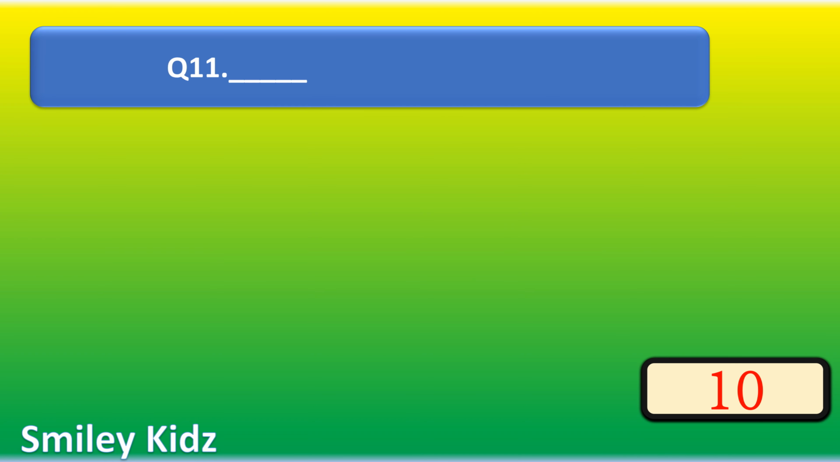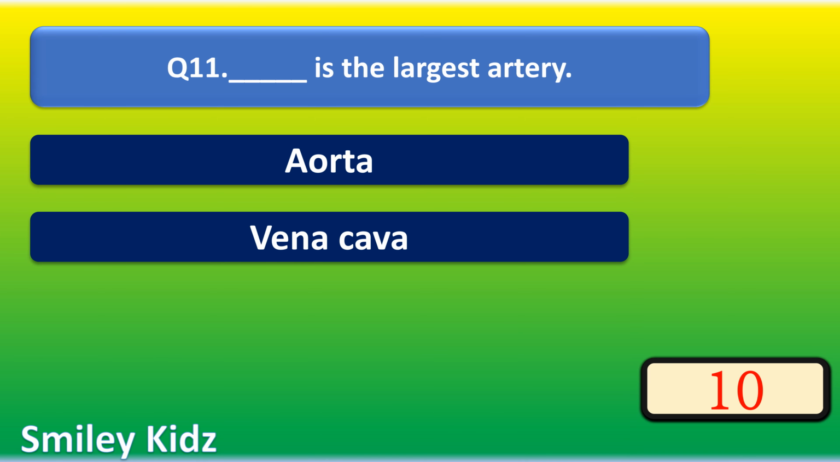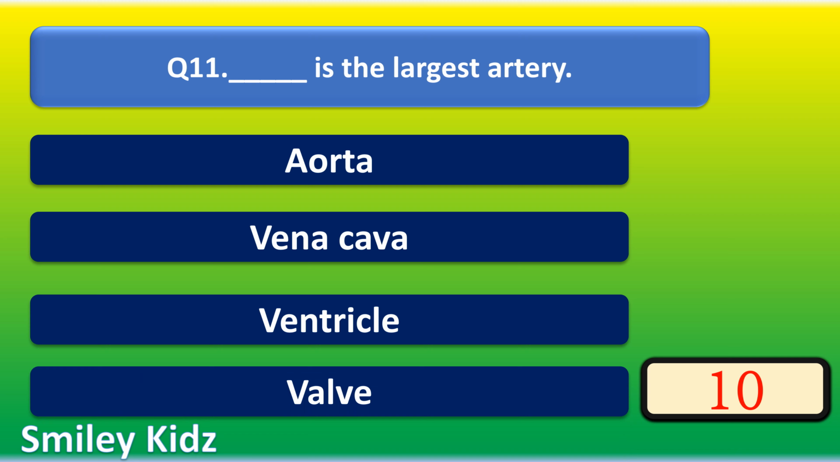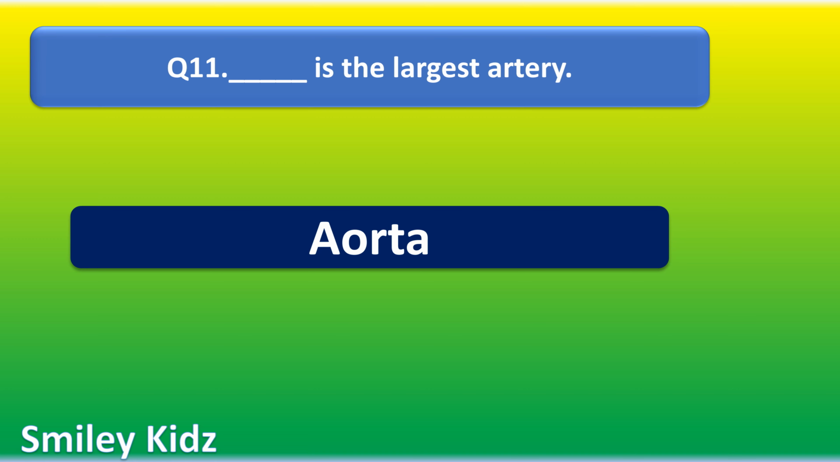Moving to question number 11. Dash is the largest artery. Option A aorta, option B vena cava, option C ventricle and option D valve. Your time starts now. Your time is up. And the right answer is aorta. Aorta is the largest artery.